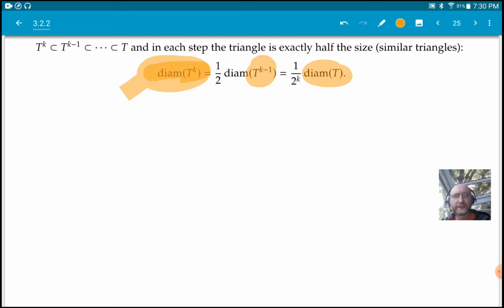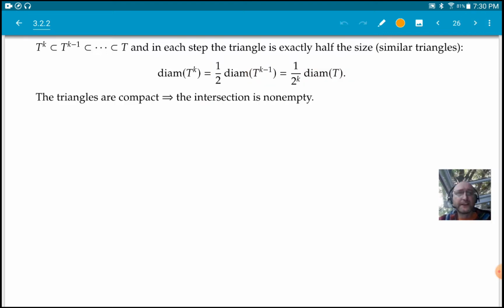Now, another way to think about the diameter, it's basically the length of the longest side. That's the diameter of a triangle. All right. Now, all these triangles, and note we are talking about solid triangles, are compact sets. We have a nested intersection of compact sets.